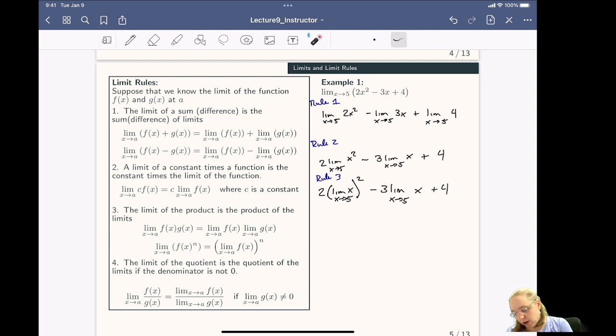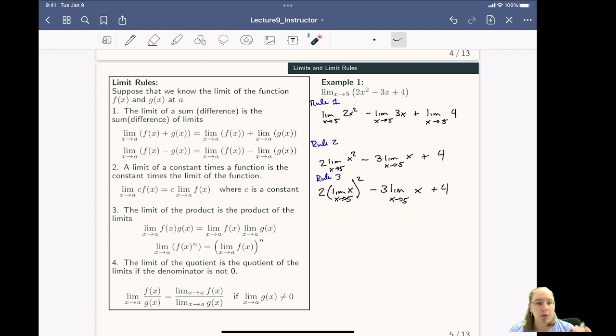So we don't have to use this fourth rule here, but if you have the limit of a quotient, it is the quotient of the limits, given that the denominator does not equal 0. And we'll see in a minute how that applies. All right, so now let's actually finish taking this limit.